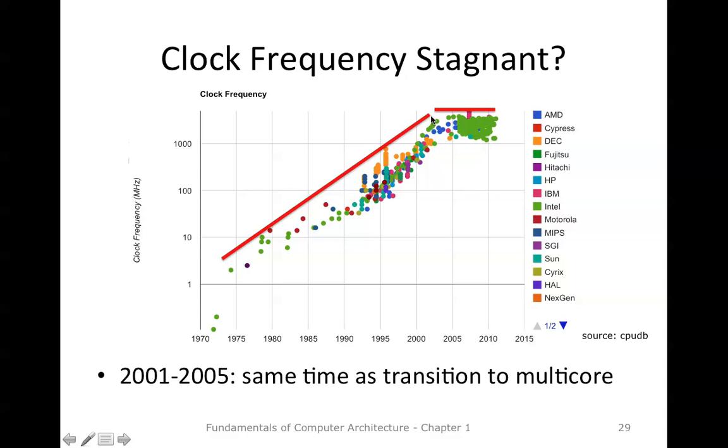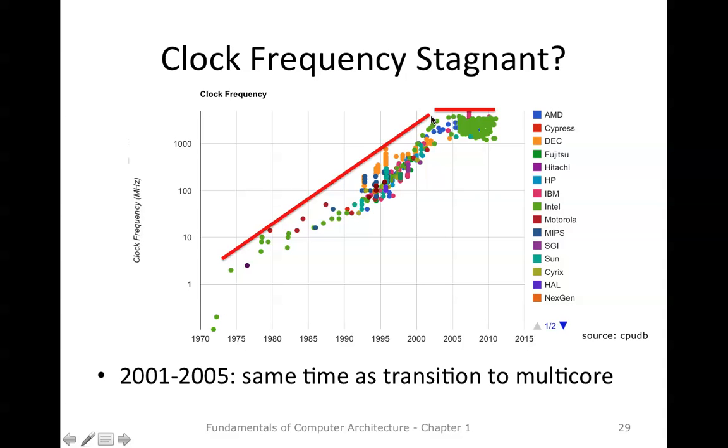Okay, now remember what happened during 2001 2005. There's something else that happened, and the thing that happened is essentially the transition to multicore, right? So here essentially we can see that the switch to multicore is related to the stagnation in the clock frequency, which suggests that it is related to the power wall problem.